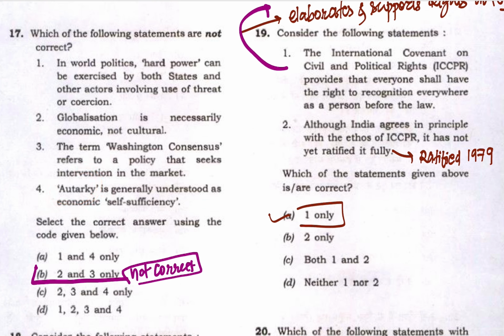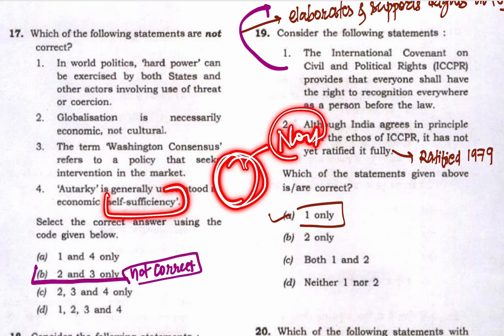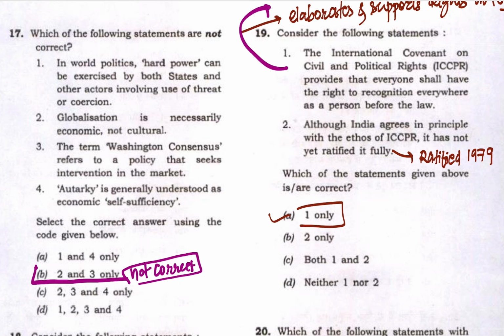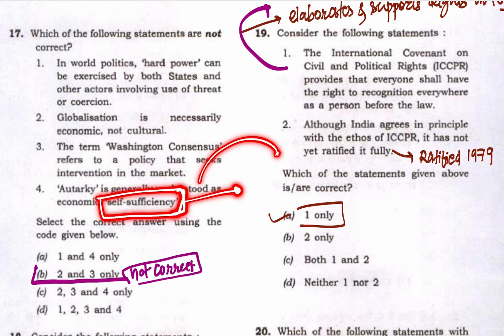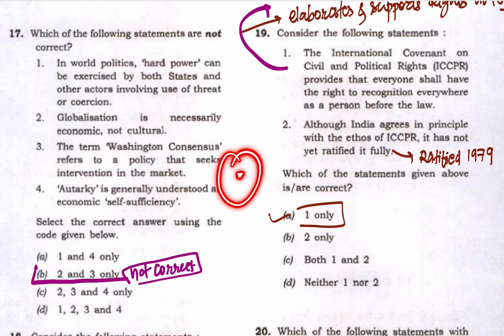Autarky is a situation where an economy closes itself from the outer world, right? For example, North Korea. It does not allow any import or export from its territory, which is called autarky. So any economy which aspires to be self-sufficient without depending on anything from outsiders. See, take for example India, right? A situation where India doesn't import anything or doesn't export anything. That kind of situation is called autarky.